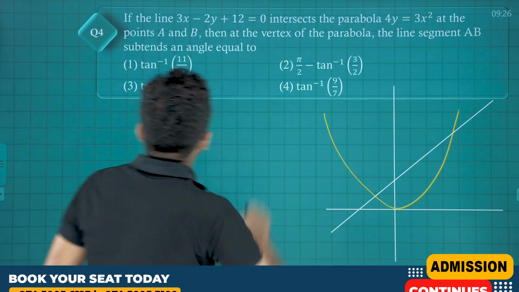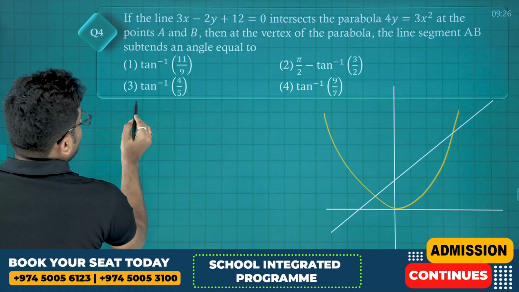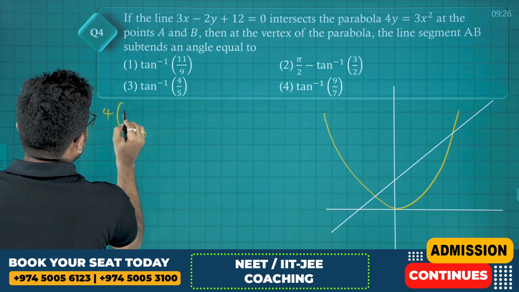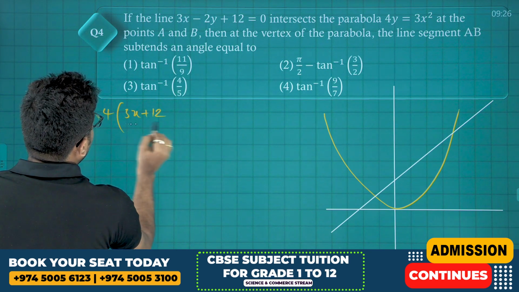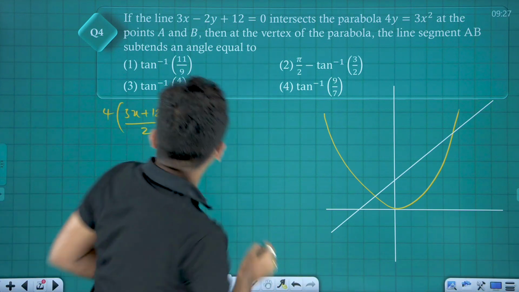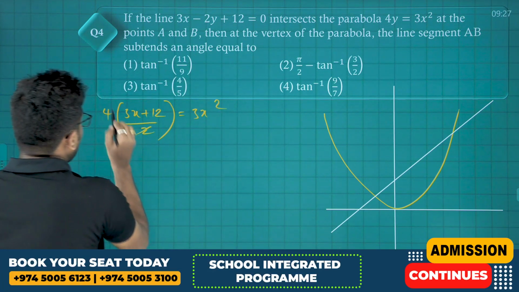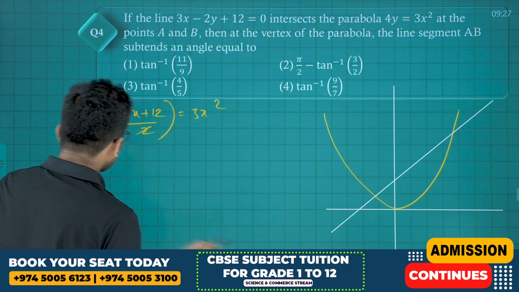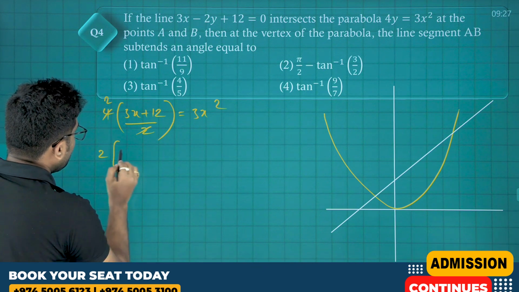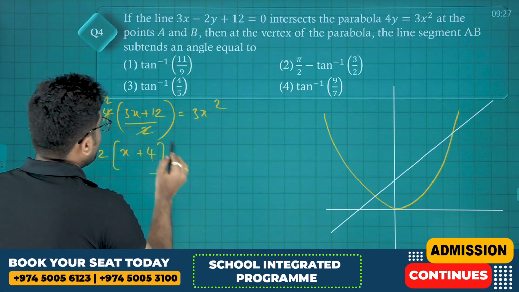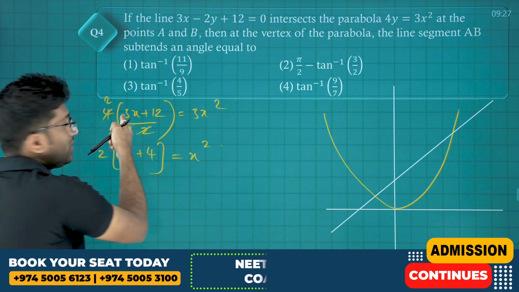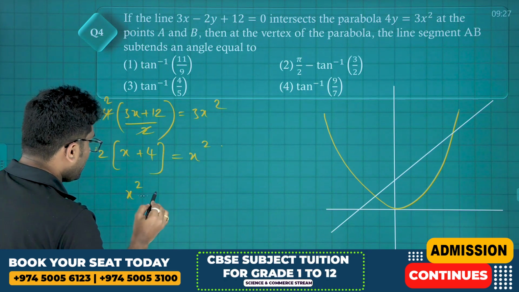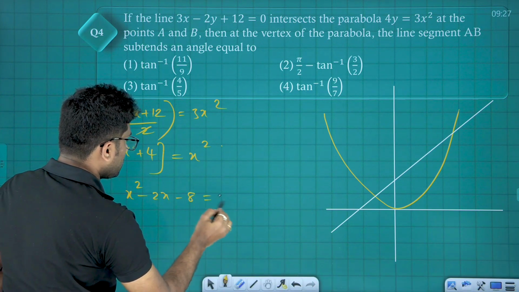4y is equal to 3x square. But what is y? We can write 4 into y as 3x plus 12 divided by 2 is equal to 3x square. 2 1s are 2, 2 2s are 4, 2 3s are 6x, or we can take 3 common. So 2 times of x plus 4 is equal to x square. If I take 3 common, 3 1s are 3, 3 4s are 12, 3 1s are 3. So x square minus 2x minus 8 is equal to 0.